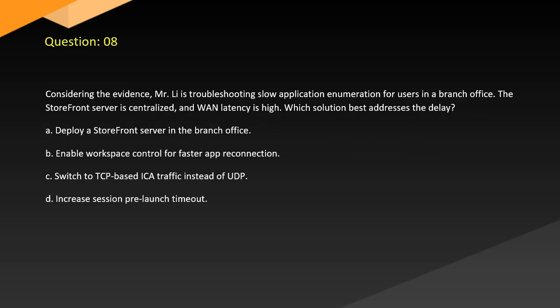Question 8. Considering the evidence, Ista is troubleshooting slow application enumeration for users in a branch office. The StoreFront server is centralized and WAN latency is high. Which solution best addresses the delay? A. Deploy a StoreFront server in the branch office. B. Enable workspace control for faster app reconnection. C. Switch to TCP-based ICA traffic instead of EDT. D. Increase session pre-launch timeout.